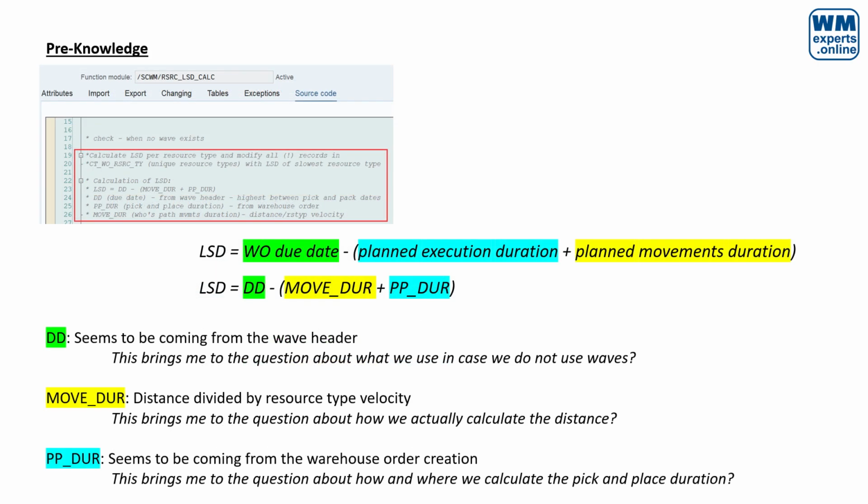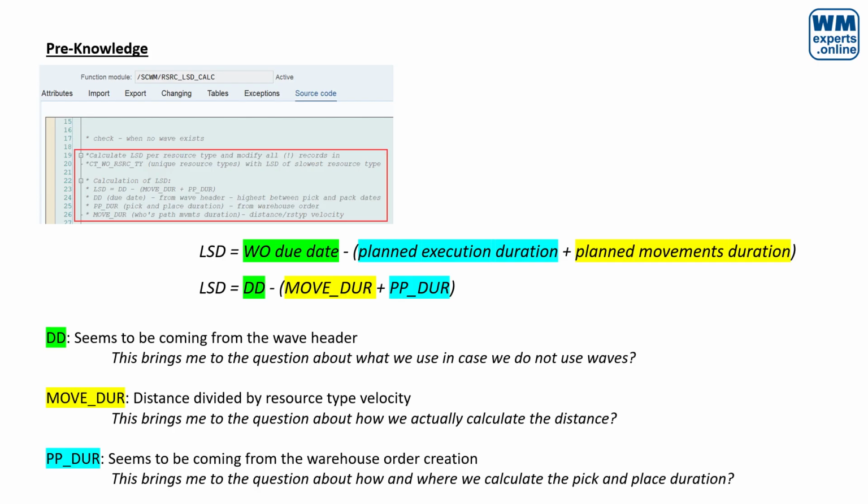As a small hint in the coding, the due date seems to be coming from the wave header. So the first question that I asked myself is what we use and how we calculate then if we do not use waves. I will answer this question in the next minutes. The planned movement duration is the distance divided by the resource type's velocity. Everybody who paid attention in physics in school back in the day should remember this formula. In this context, I of course asked myself how we actually calculate the distance. This is also a question that I will answer for you.